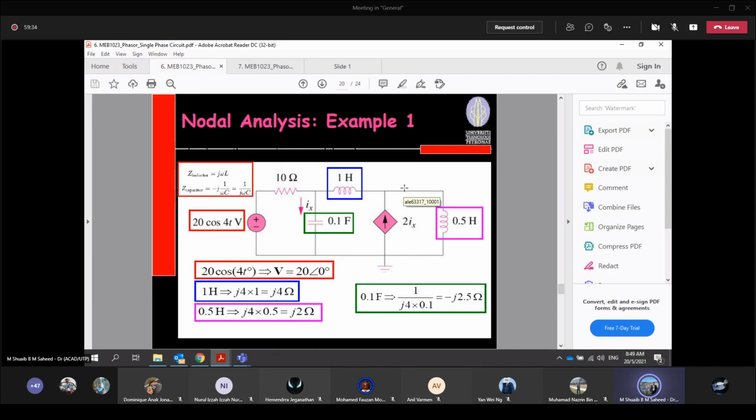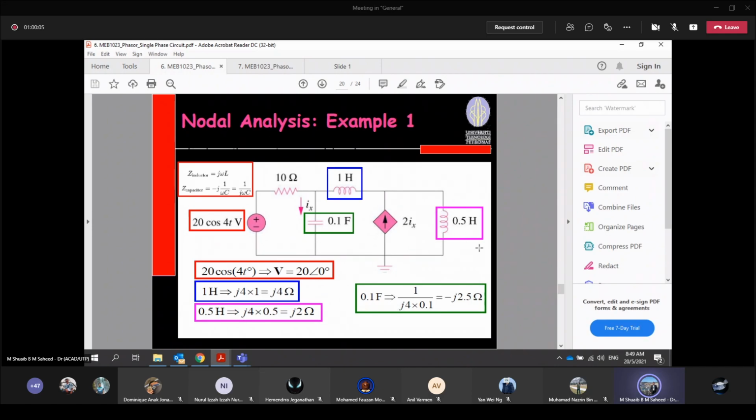J omega L. Now, where is the omega? In the power source, 4t. So your omega is 4. So j omega L means j plus omega, which is the value 4, multiplied with 1. So you have j4 ohm.